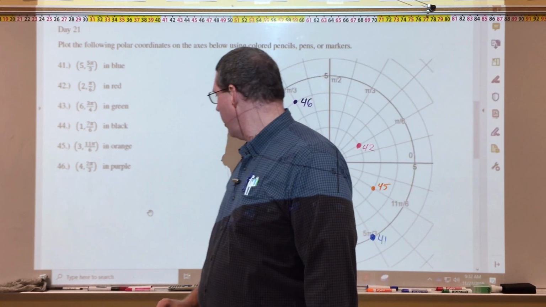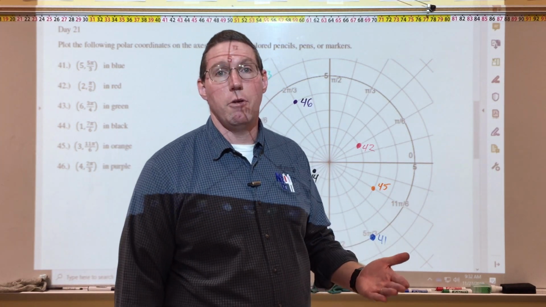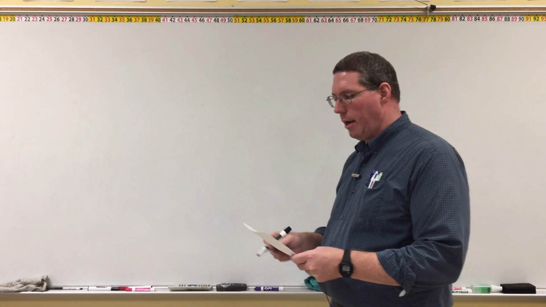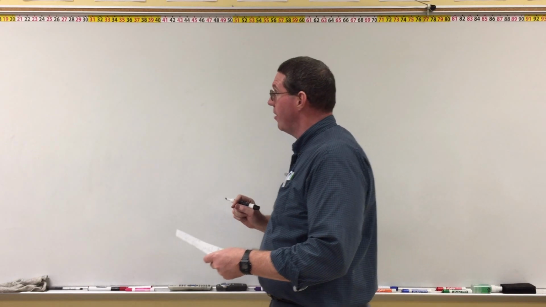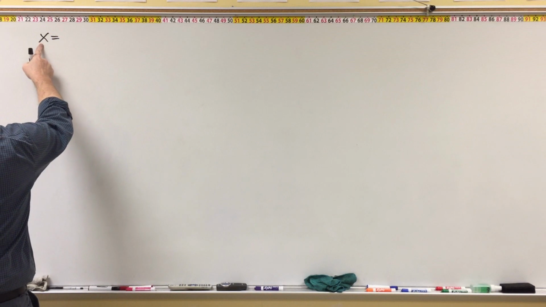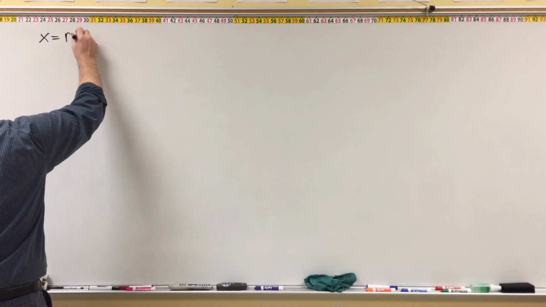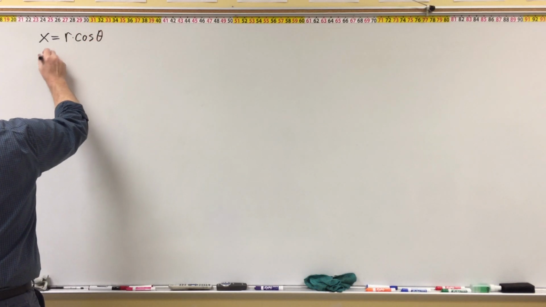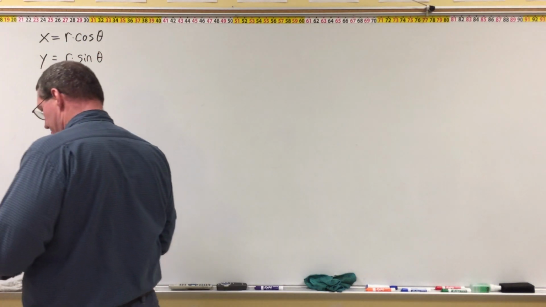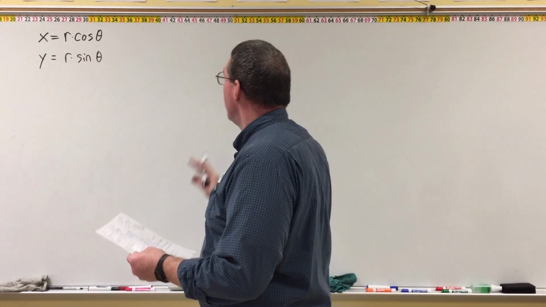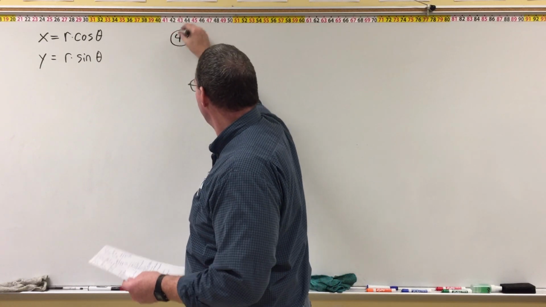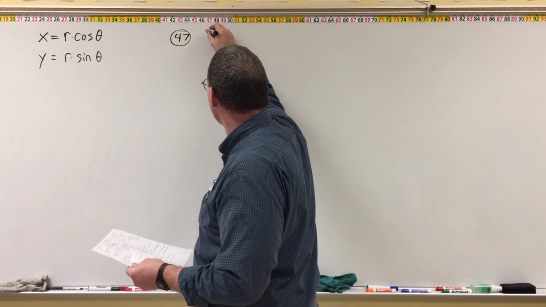Okay. All right, now let's move on to the last page of the review, page 3. Questions 47, 48, and 49 ask us to convert polar coordinates into rectangular coordinates. I want to remind you that the rectangular coordinate x is equal to r times cosine of theta, and that the y coordinate is equal to r times sine of theta. Now we're given the coordinate for question number 47. We're given the coordinate 2 and 5 pi over 6.